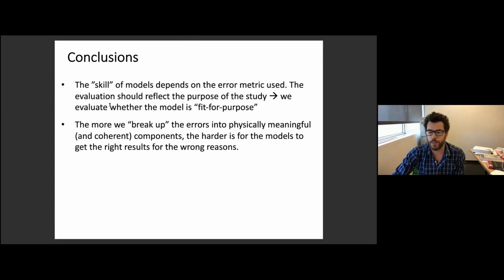The more we break up the errors into physically meaningful and coherent components, the harder it is for the models to get the right results for the wrong reasons. So if we only calculate a bias of a relatively complex process, it's likely that we can get a low bias, but doing things quite wrongly. If we ask to make different components well, then the chances of getting a low error are much lower. That's a little what I was trying to say there.